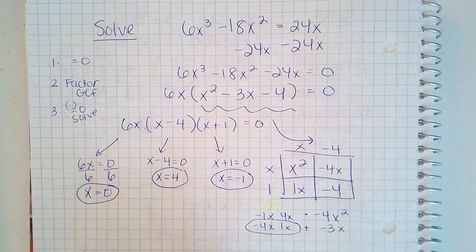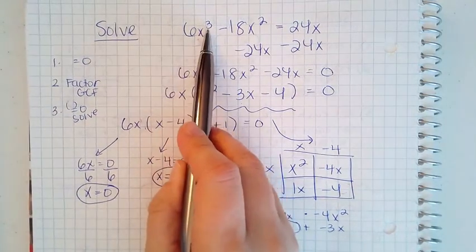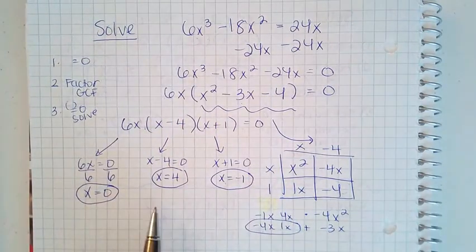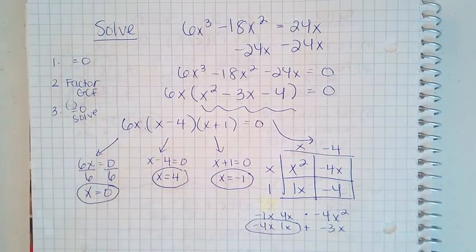So the difference with this one is it actually starts off as a cubic, right? But we're still able to use our factoring tools to be able to solve this and find the solutions or where it would cross the x-axis.